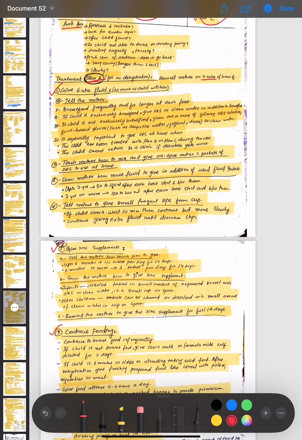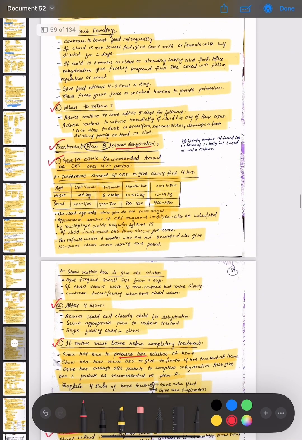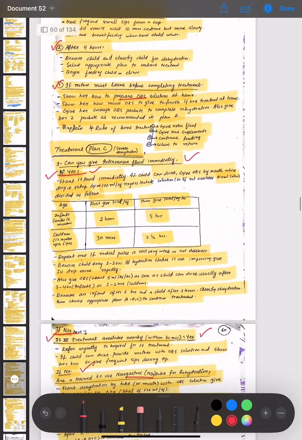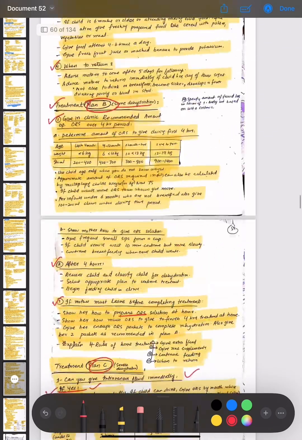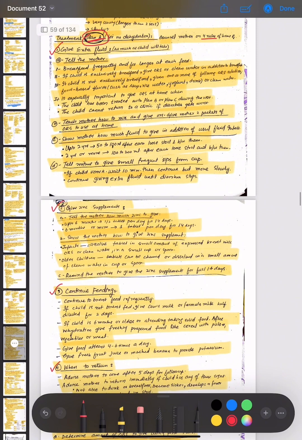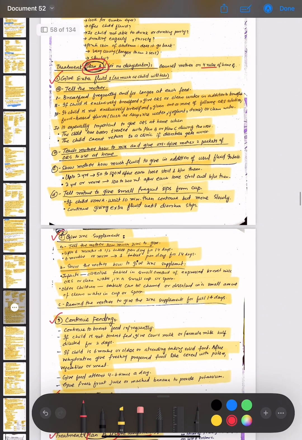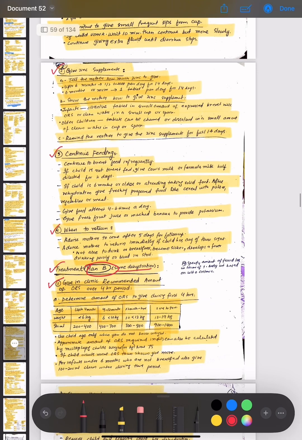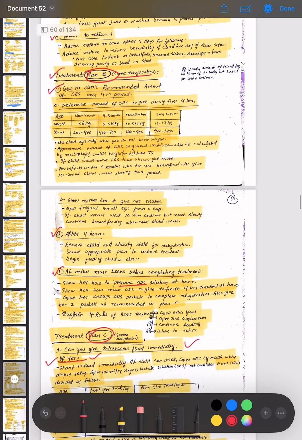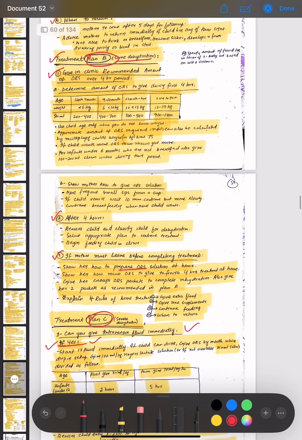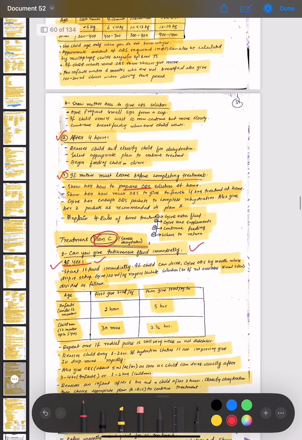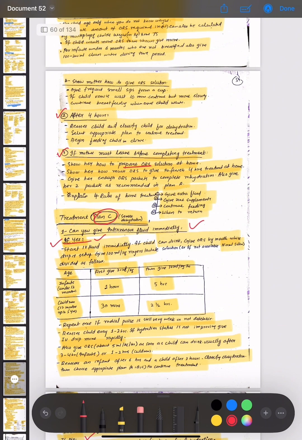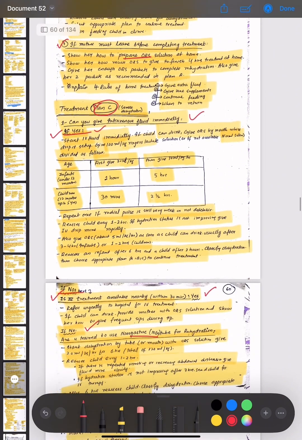For no dehydration, we will give treatment plan A. For some dehydration, we will give treatment plan B, and for severe dehydration, we will give treatment plan C. Plan A consists of 4 steps: give extra fluid, give zinc supplements, continue feeding, and when to return. Plan B is to give in the clinic the recommended amount of ORS over a 4-hour period, then assess the child after 4 hours, and if the mother is leaving, explain what she should do before completing the treatment.